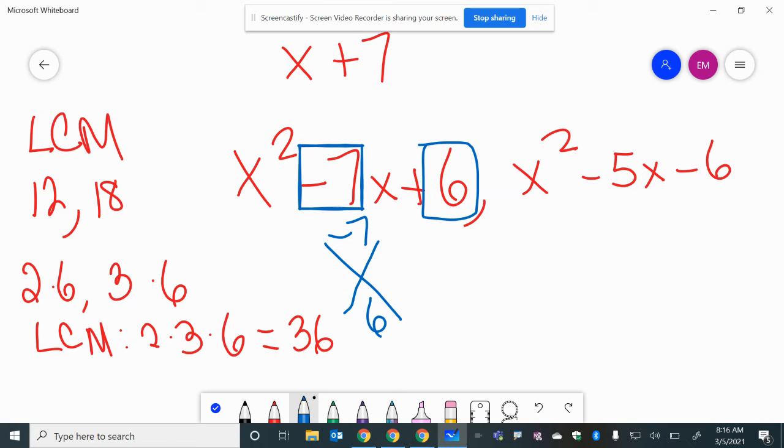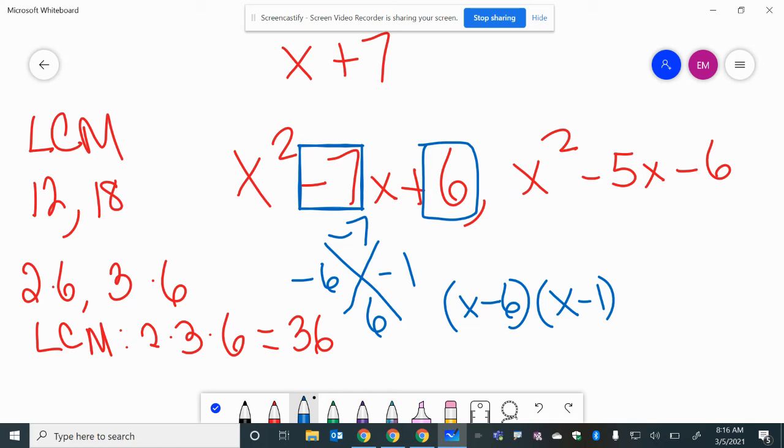Notice the bottom number is positive and the top number is negative. That tells me both of my factors have to be negative, and the only way it's going to work is with negative 6 and negative 1. So I can factor x squared minus 7x plus 6 into x minus 6 times x minus 1.